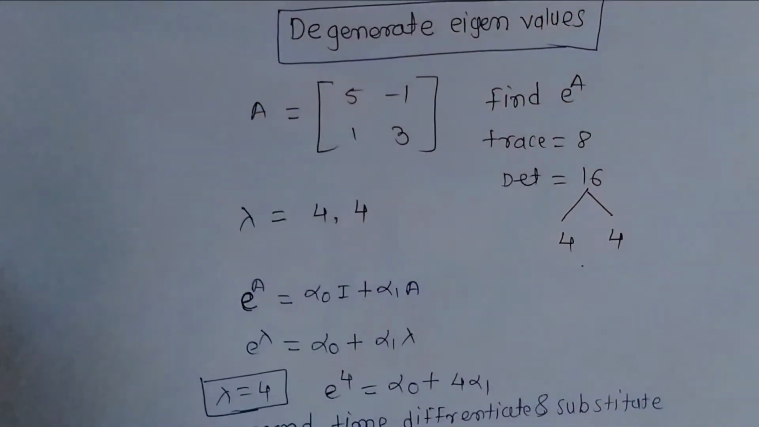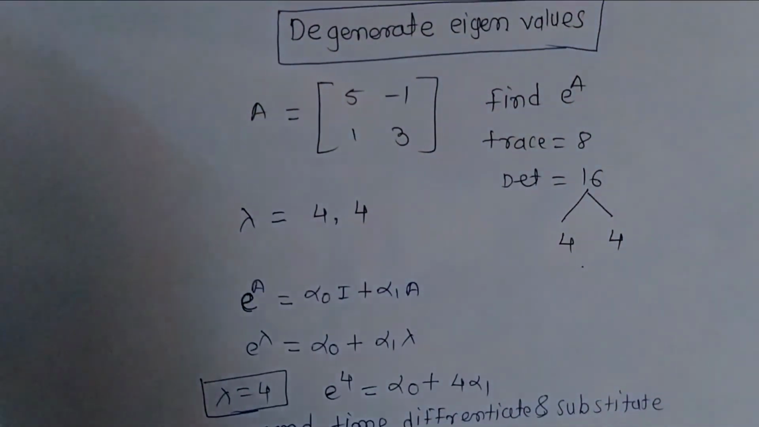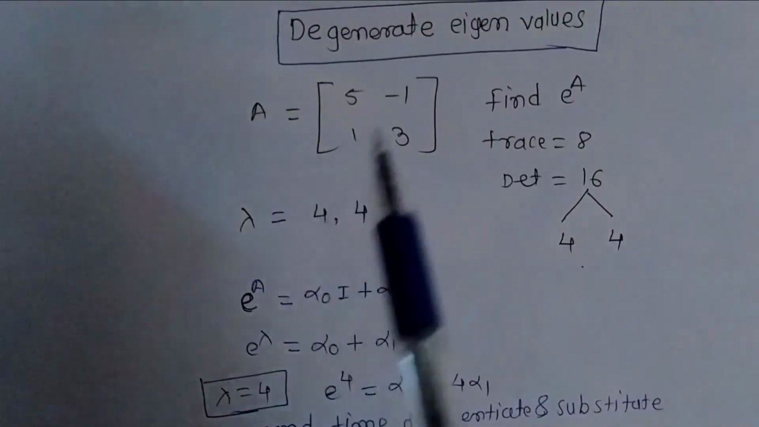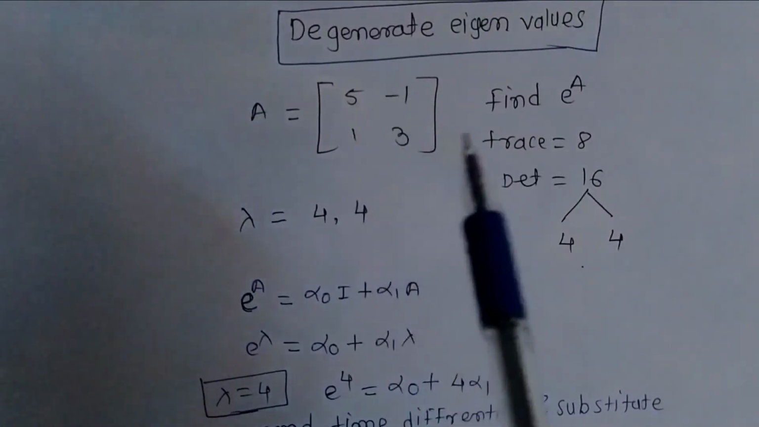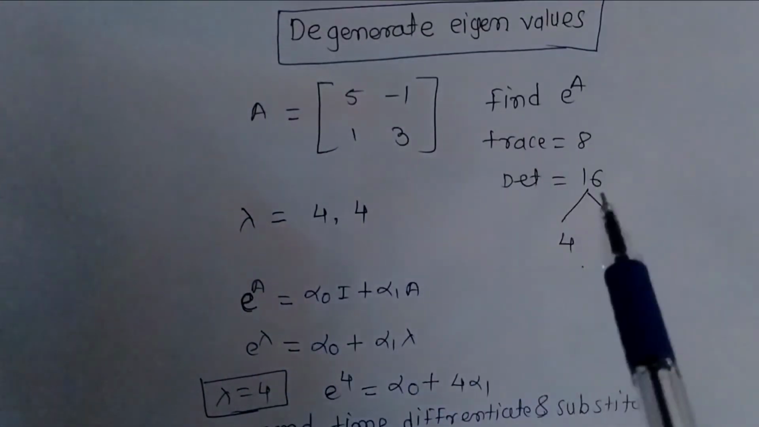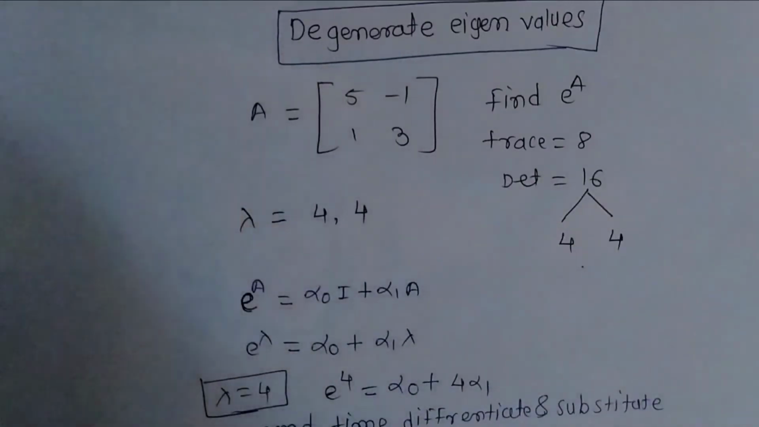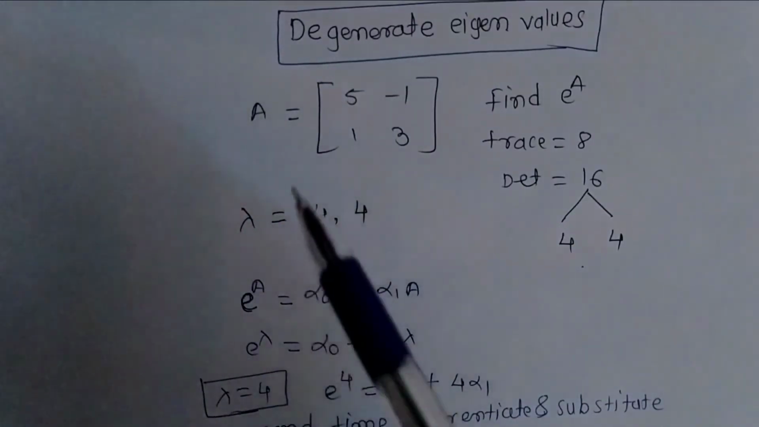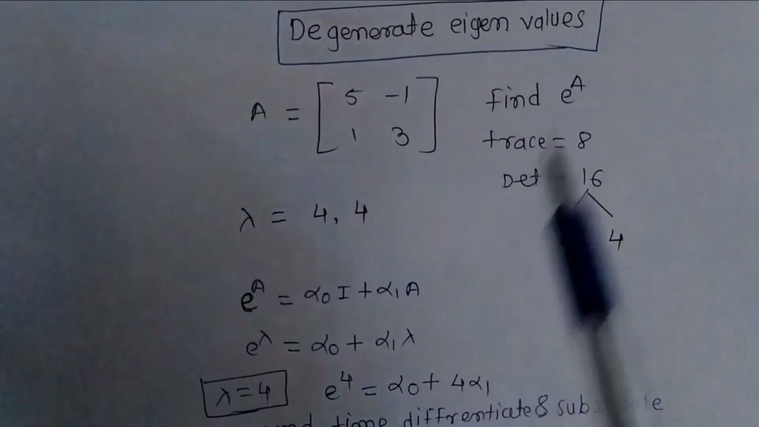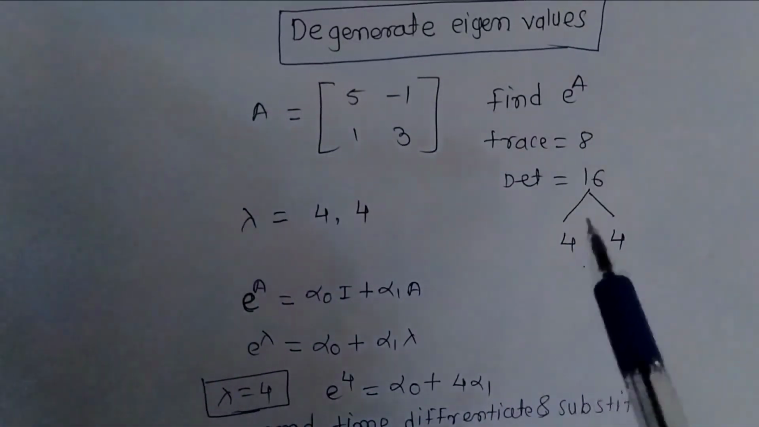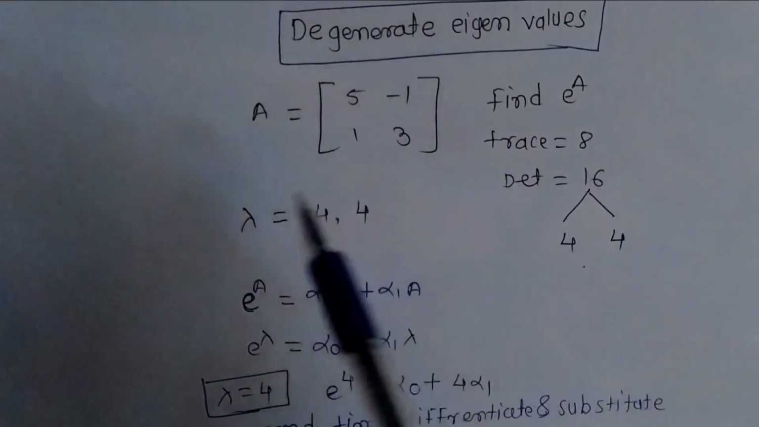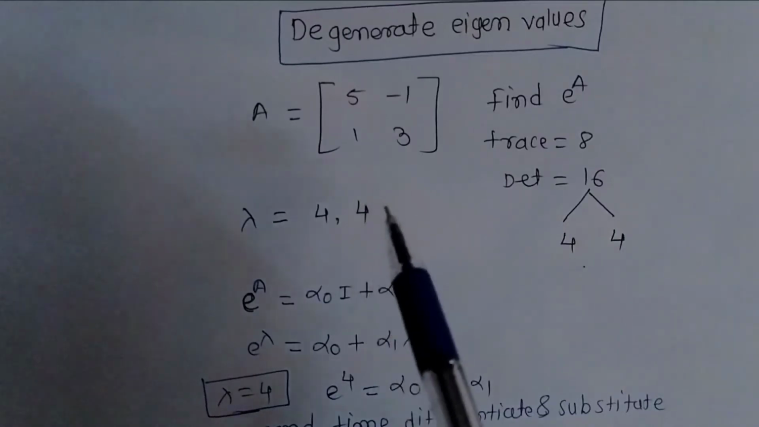For degenerate eigenvalues, how to find e raised to a? Our matrix A is equal to 5, minus 1, 1, 3. Find e raised to a. Here trace is 8, determinant is 16. So we have to find the eigenvalues whose multiplication is 16 and addition is 8, that is 4 into 4 is 16 and 4 plus 4 is 8. So lambda is equal to 4 and 4.